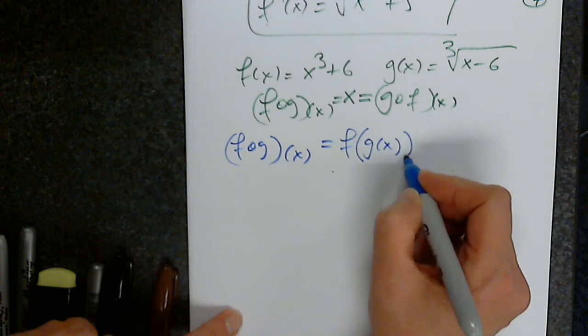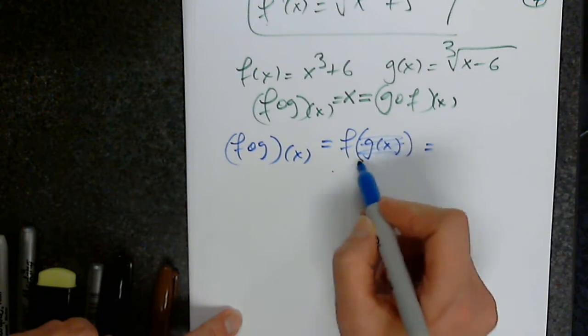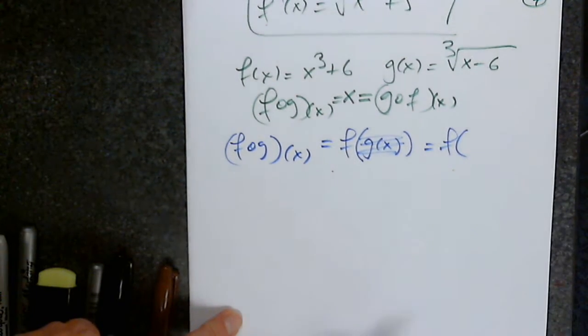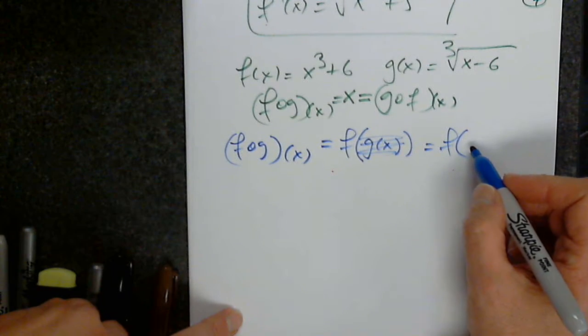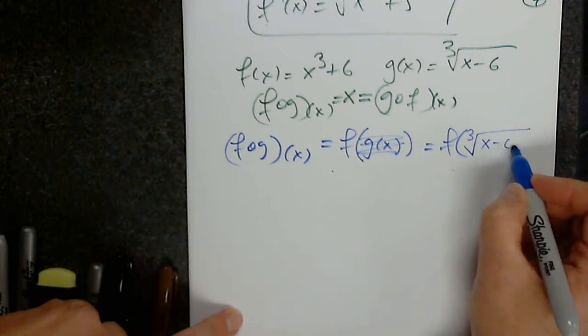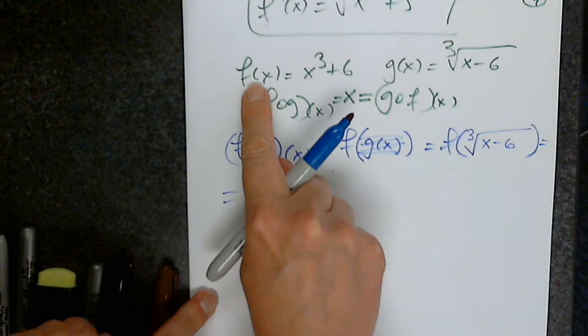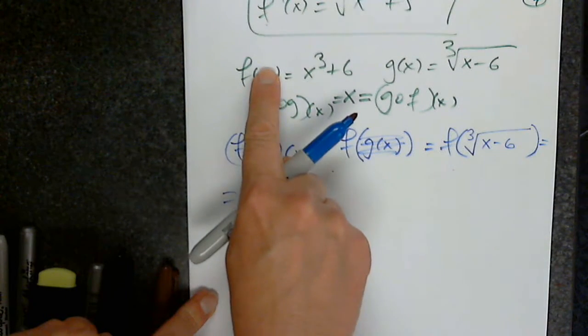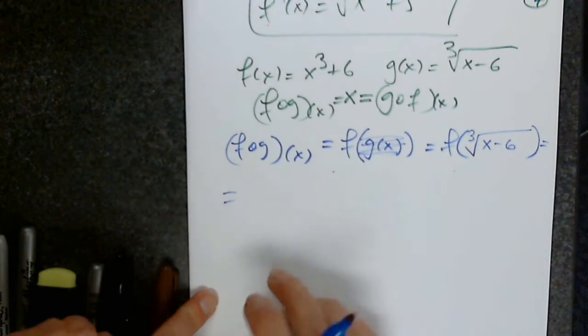Yes. Good. So now, don't erase it like that. I'm just making a point. So this is f of what? Oh, I see. So it's f of the cube root of x minus 6. Good. And now I look at f, and f says f of whatever is whatever cubed plus 6.